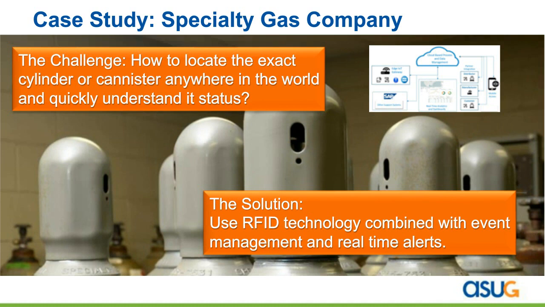So we have a customer who came to us. They were a specialty gas manufacturer, and they needed to be able to locate the exact canister or cylinder anywhere in their supply chain, and more importantly, quickly understand its status. So how does that fit into the digital supply chain?